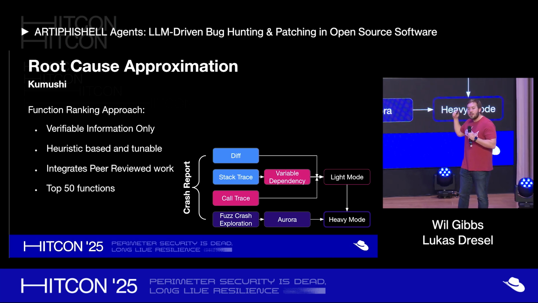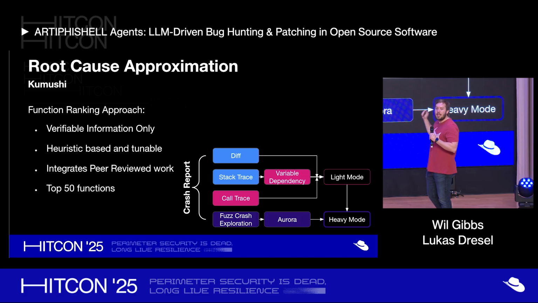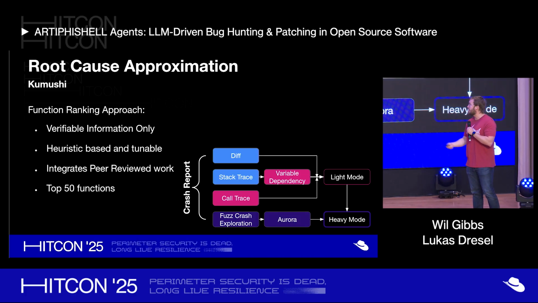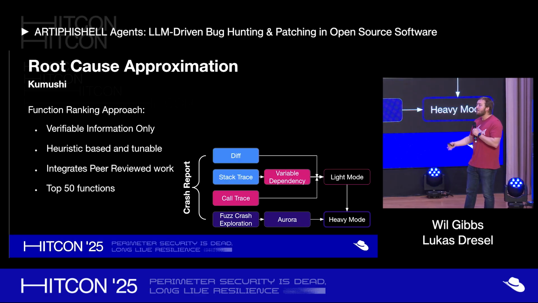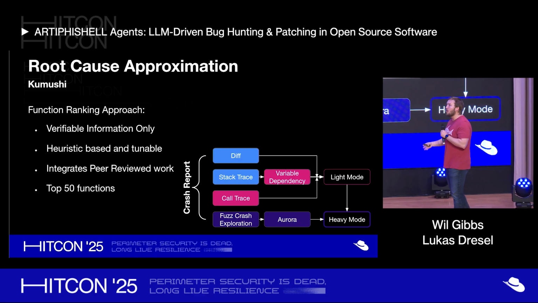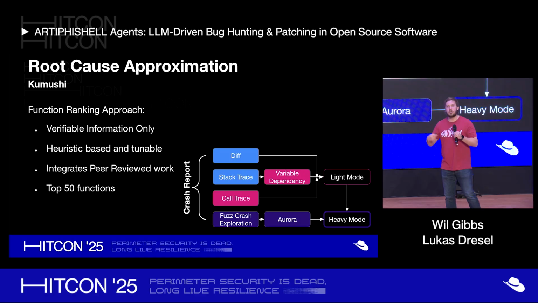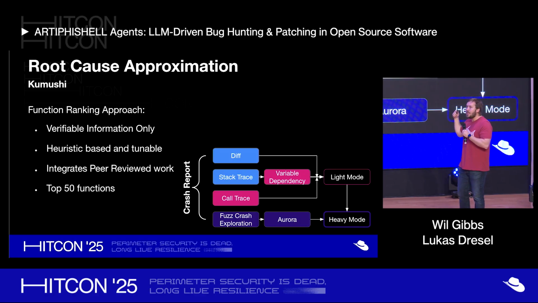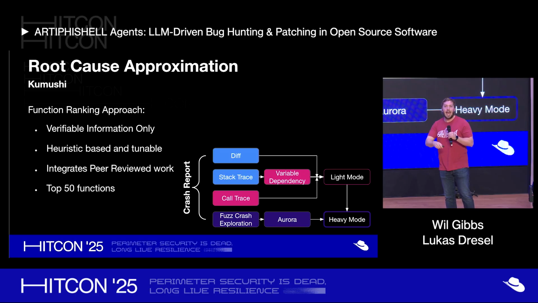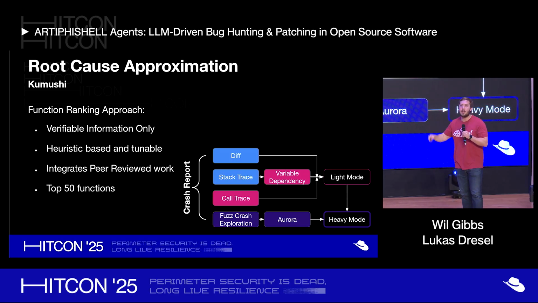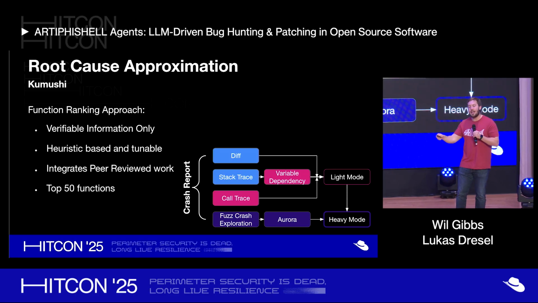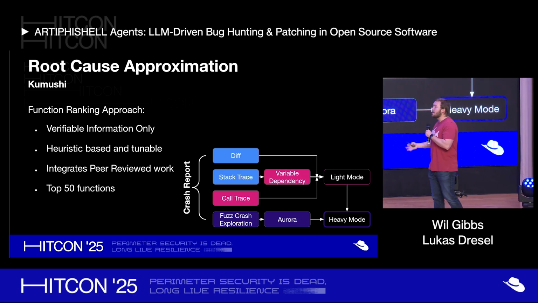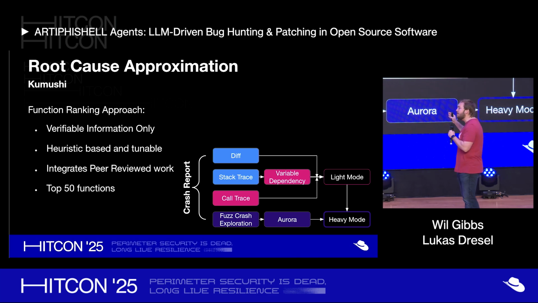So the idea behind Kamushi is we only give verifiable information, such as the crash report, the ASAN stack trace, the diff, if it exists, the call trace based on the coverage gathered during the execution of the crashing seed, and then the variable dependencies that happen in the stack trace. Can you figure out where this variable comes from? Why does this variable matter in the actual stack trace? All of this is combined into our first light mode.